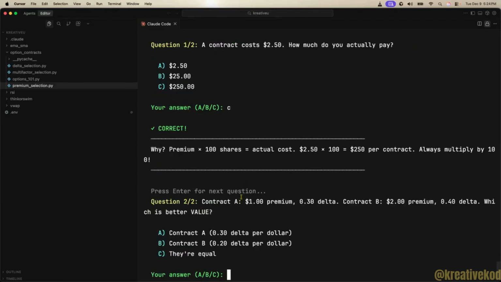All right, contract A has a premium of $100, right? And then a delta of 30%, or 30, right? So every $1 movement, this contract is going to go up by $30, or has a 30% chance of being profitable. Or we have contract B, which is $200, but a delta of 40%. Which one has the better value, right? Contract A, because it's 30 per delta per value, right? Or contract B, right? I'm going to say contract A.